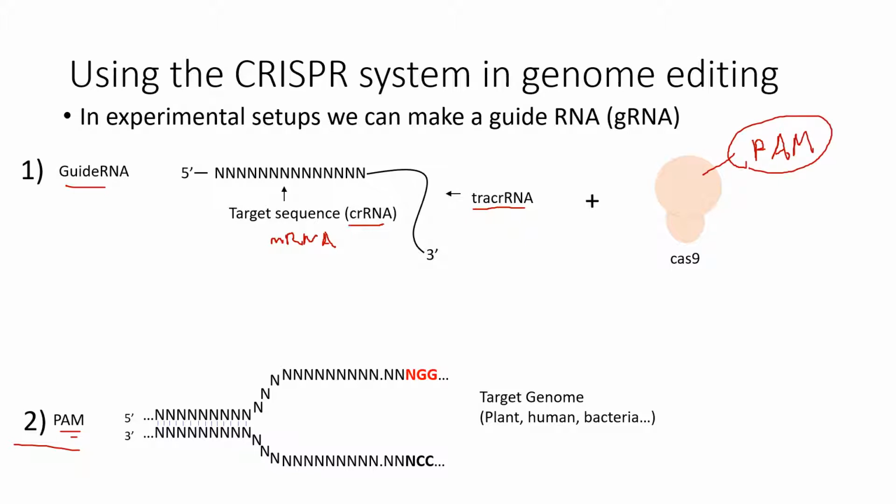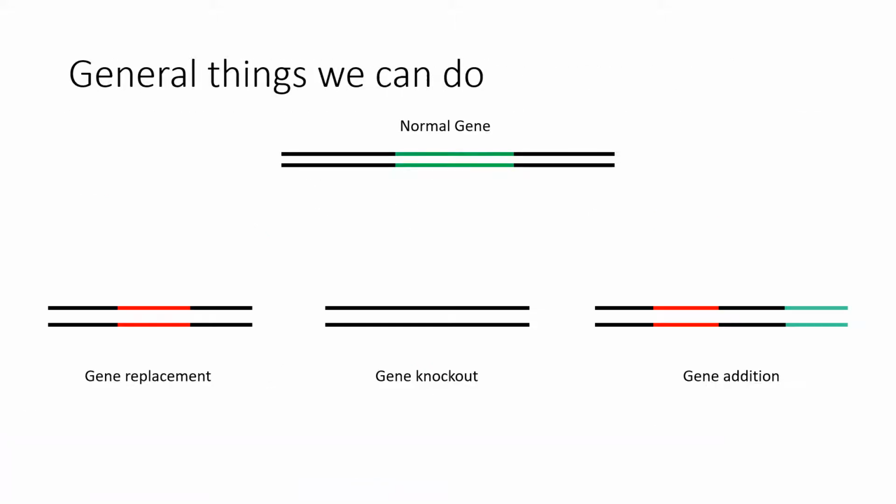So you have to make sure that your target sequence here is always flanked by a PAM sequence. Now this isn't too hard because a lot of bacteria have different PAM sequences, so you can find a specific Cas9 that fits your model. The general things we can do is we can take a normal gene, we could do gene replacement, or we just cut it out and put a new one in. We could do gene knockout, or we can do a gene addition.